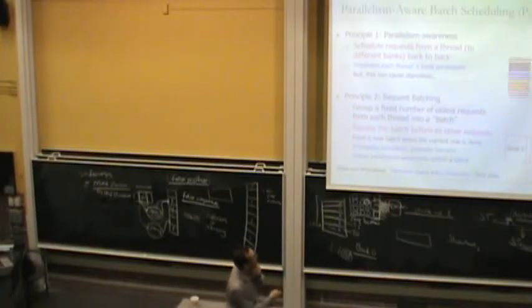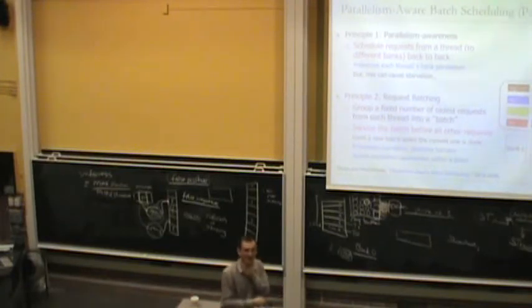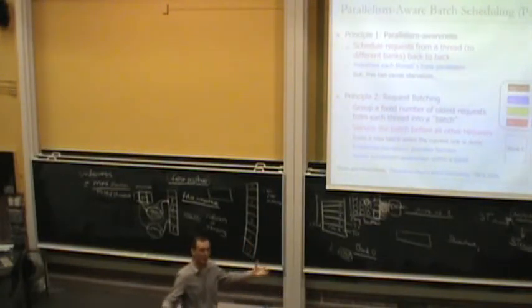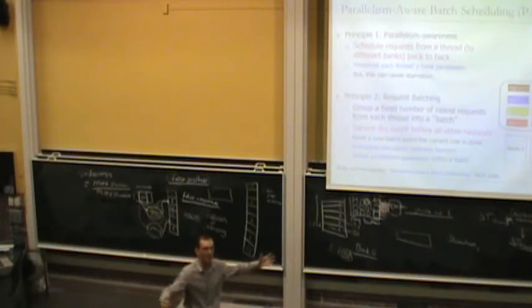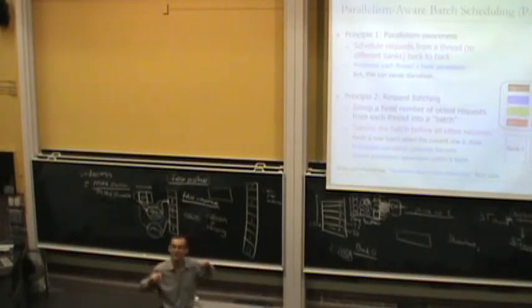Pictorially, you have two banks again. And let's say we have requests from these 4 different threads. The controller first forms a batch. And a batch forms naturally because the latency to access this bank is very high, whereas there are lots of threads generating requests, so you have a backup, if you will, in this scheduling queue.